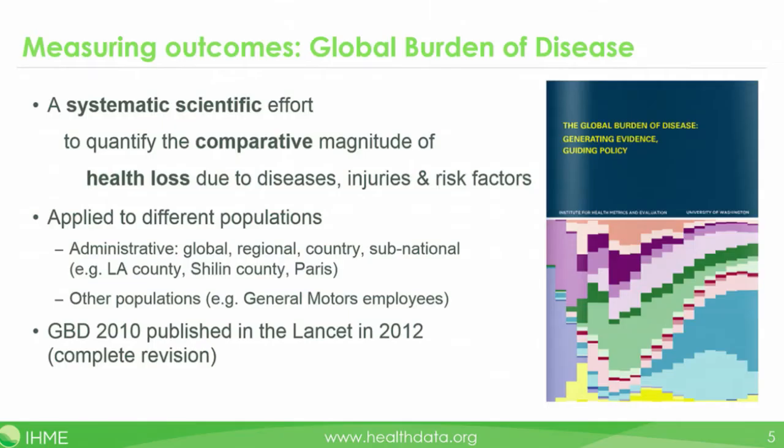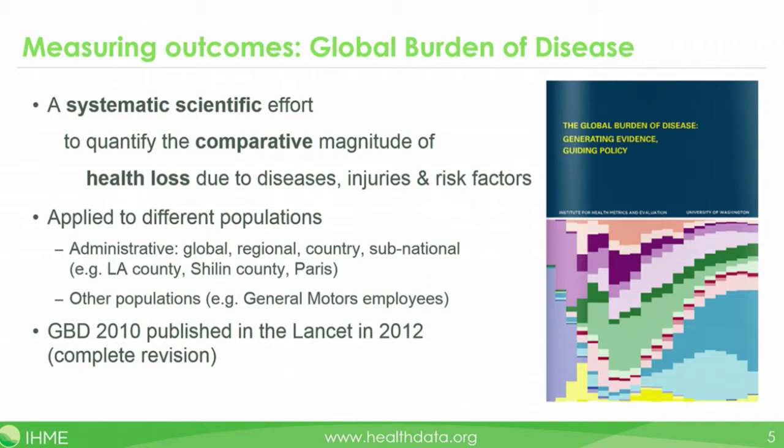I'm going to spend most of my time today talking about the measurement piece of this and how we make sense of all these health data out there. The main approach that we have developed to measure health outcomes around the globe is called the global burden of disease. And it is, and I quote, a systematic scientific effort to quantify the comparative magnitude of health loss due to diseases, injuries, and risk factors.